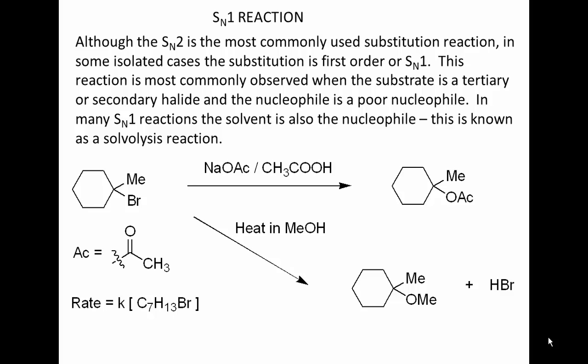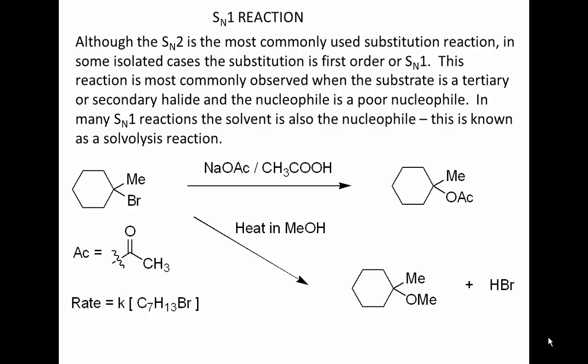Okay, in this video we're going to look at another type of substitution reaction called the SN1 reaction. Although the SN2 is the most commonly used substitution reaction, in some isolated cases the substitution is going to obey first-order kinetics. And this process is most commonly observed when the substrate is a tertiary, often a secondary halide, and the nucleophile is a relatively poor nucleophile.